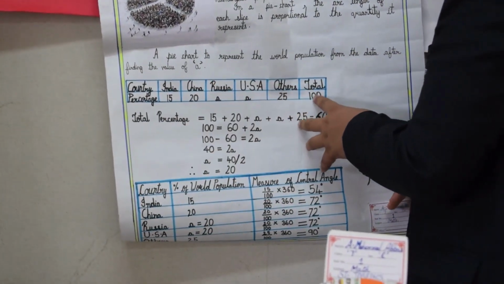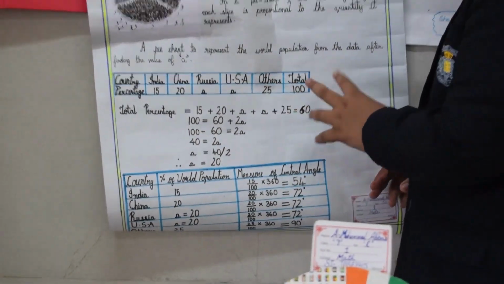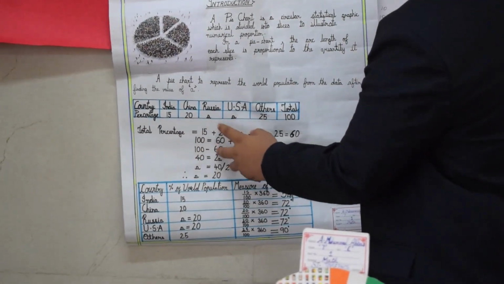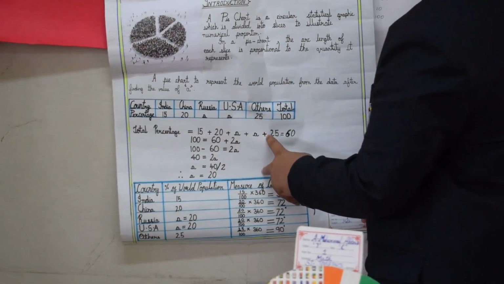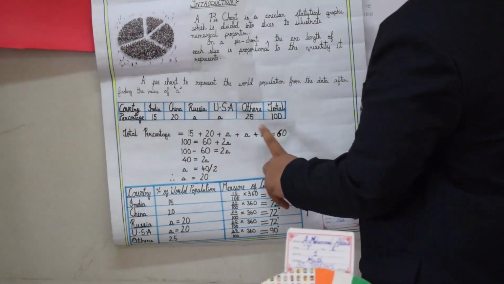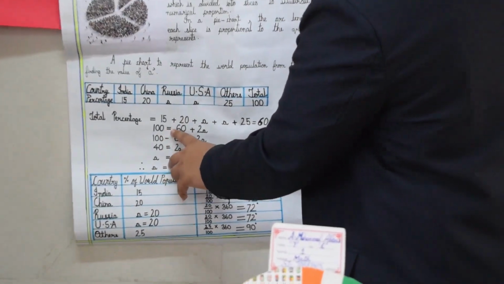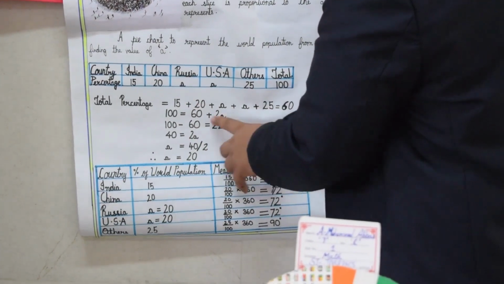if we add, the total is equal to 100. So the total percentage 15 plus 20 plus A plus A plus 25 must equal 100. When we add the known numbers, we get 60.